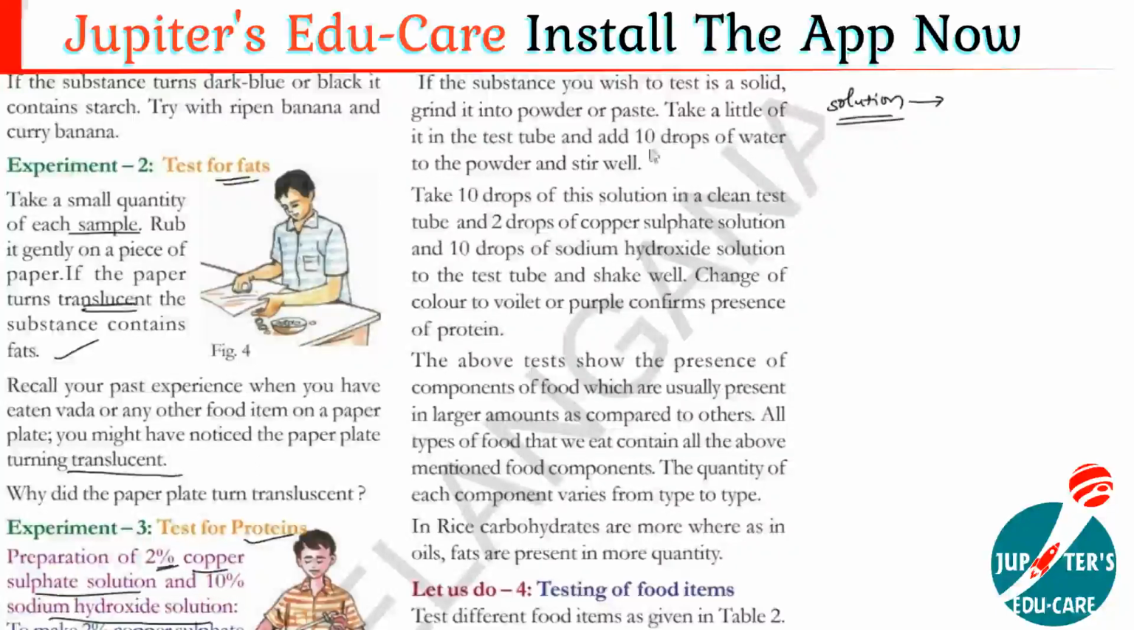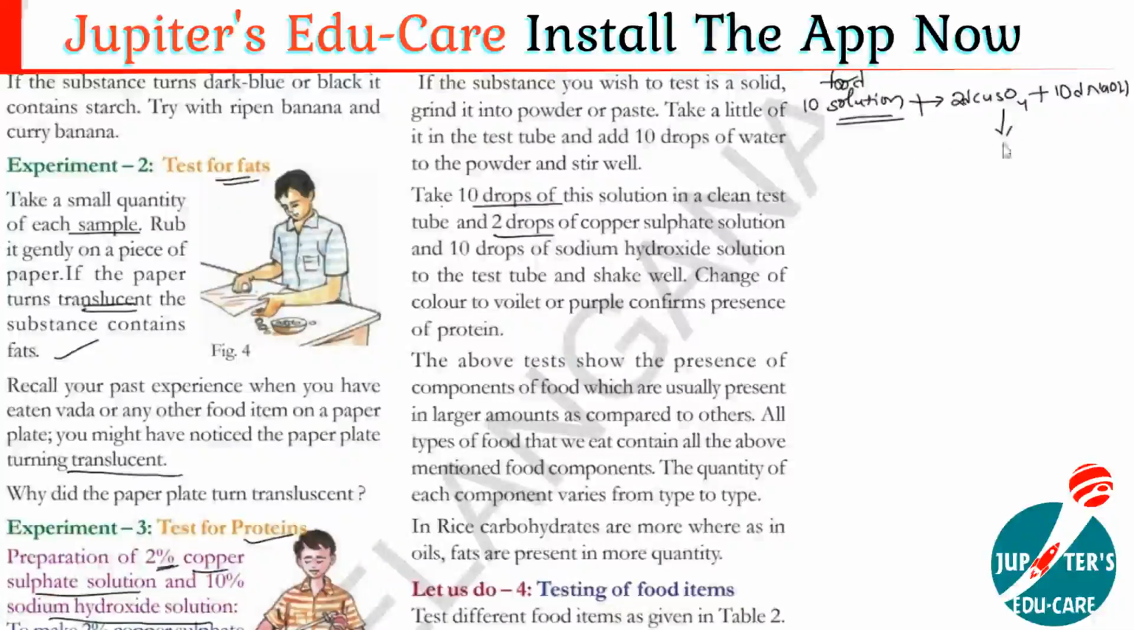So add 10 drops of water to this powder and stir well. Then we'll get the solution, a food solution. To this solution, what do we need to do? Take 10 drops of this food solution and 2 drops of copper sulfate, CuSO4, plus 10 drops of sodium hydroxide. So: 10 drops of food solution, 2 drops of copper sulfate solution, 10 drops of sodium hydroxide.